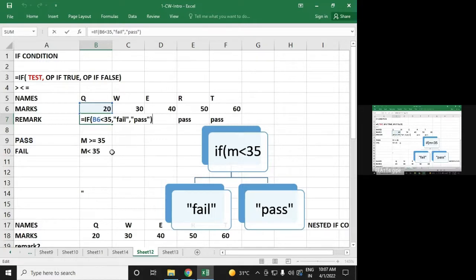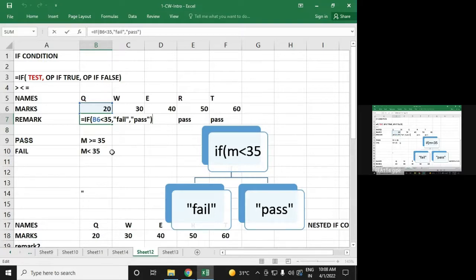What if we change the grade logic? So right now we just have two outputs, pass and fail. And you know that in the if condition, true value, false value, there is room for only two outputs. What if I put in grades? Less than 35 fail, between 35 and 55 B grade, above 55 A grade. So now I have three outputs, A, B and fail.